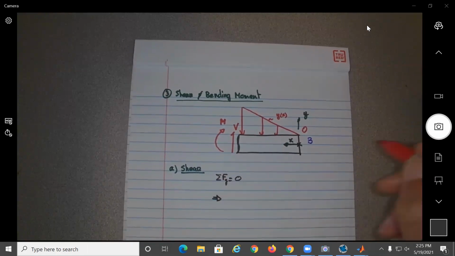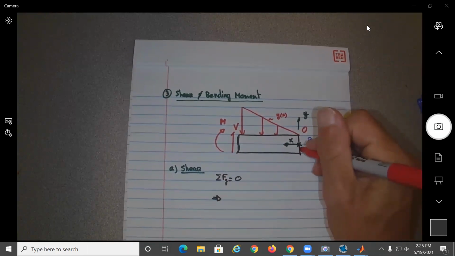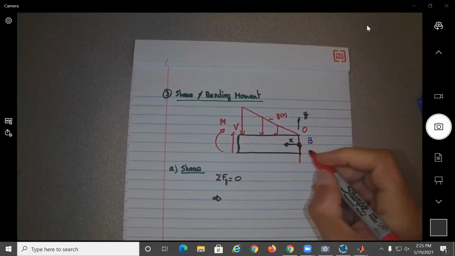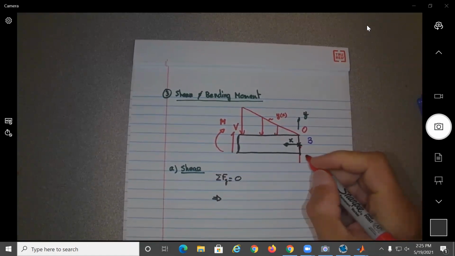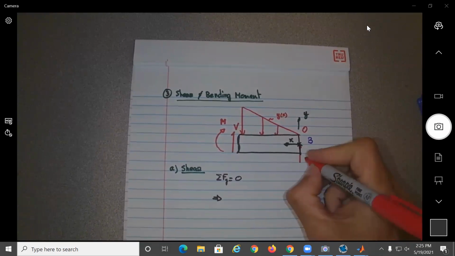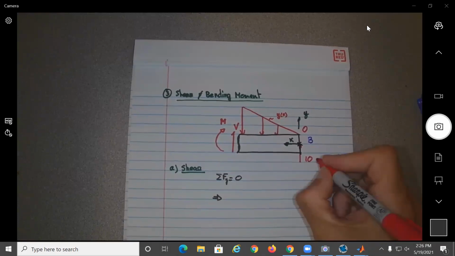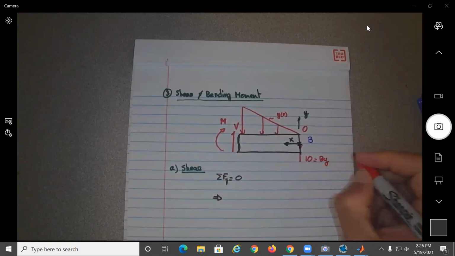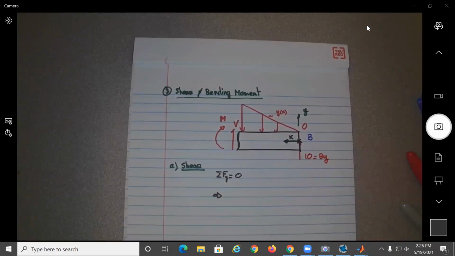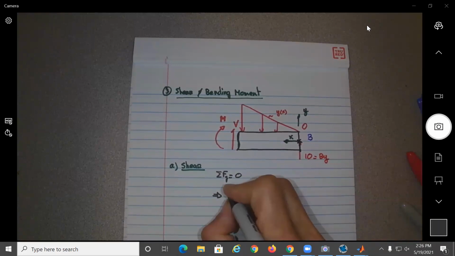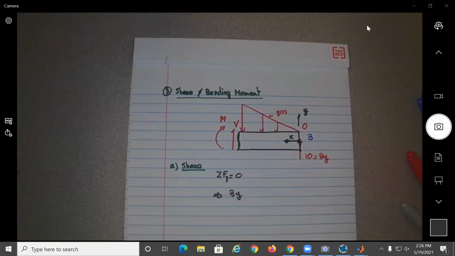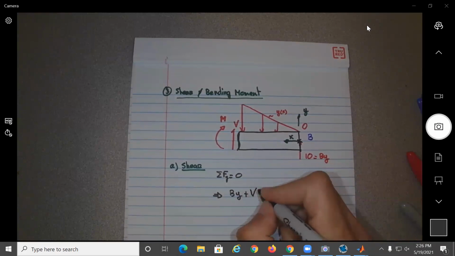This is going to give you what? Maybe I forgot to put something on the figure, which is what? BY that we said was equal to 10. Let me just put 10 over here, okay? Or we could use BY. Let me use BY because, at least for the first equation, I like to use BY. So what should be the equation? Should be BY plus V.